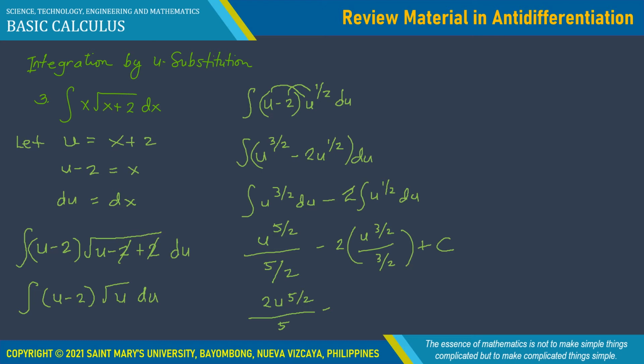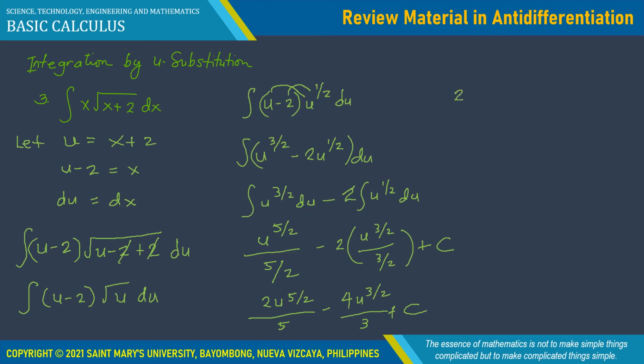Then, pwede pa natin i-multiply kay 2. Diba? So, 2 magiging 2 times u to the 3 over 2 times 2. It becomes 4 u raised to 3 over 2 divided by 3 plus c. So, pagdating dito, naka-express na yan in terms of u, gagawin na lang natin in terms of x. Papalitan lang lahat ng u ng x, yung value ng x ng u na equivalent siya in terms of x.